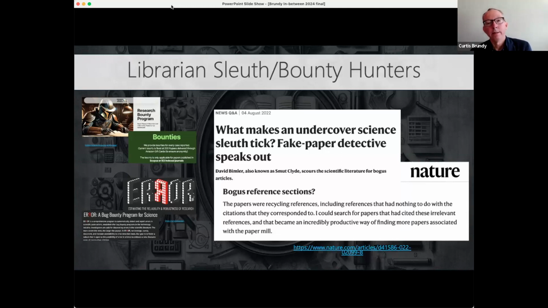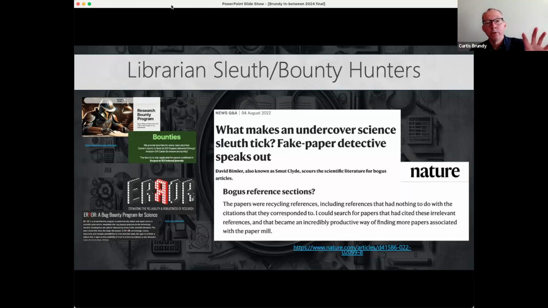But I wanted to include a link to this interview with David Bimler, because in this article he talks about how he identified a whole bunch of problematic papers coming from a paper mill. And the bogus reference sections, this is work any librarian could have done. And thank goodness David did it. But it just goes to show that if you think about a spectrum of articles, at one end are the fake, paper mill, fraudulent, AI rat penis, ChatGPT trash. At the other end is the best science.